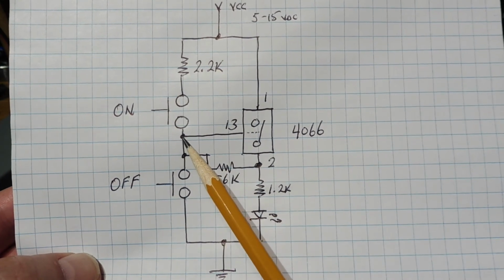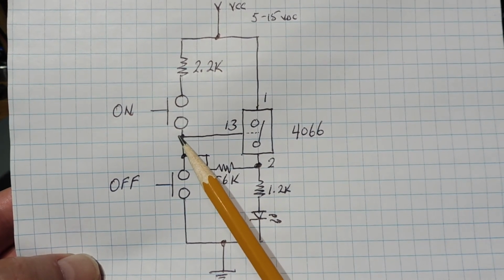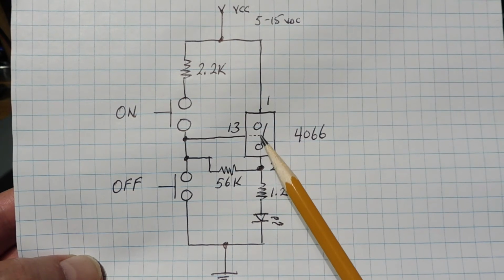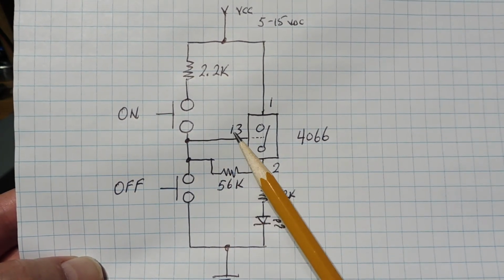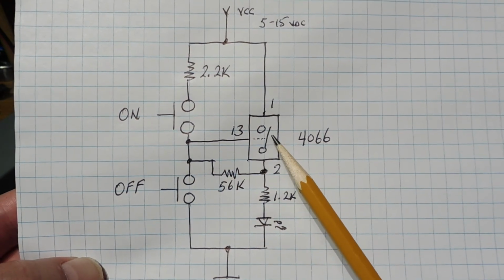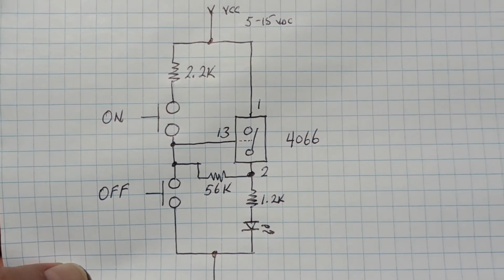Now to turn off the LED, we press the off button. That will short pin 13 to ground. It'll take away the control voltage from pin 13. The switch will open, turn off the LED, and the control voltage that's fed back to pin 13 will go to zero, and the switch will open and stay open. It will latch in the open state.